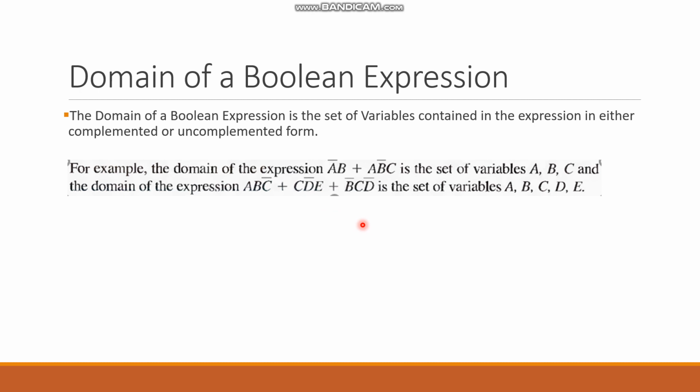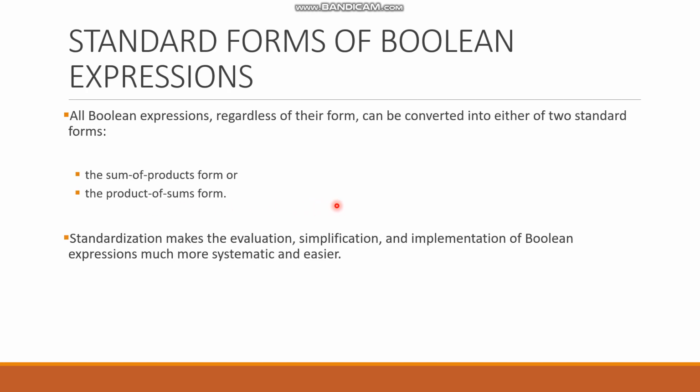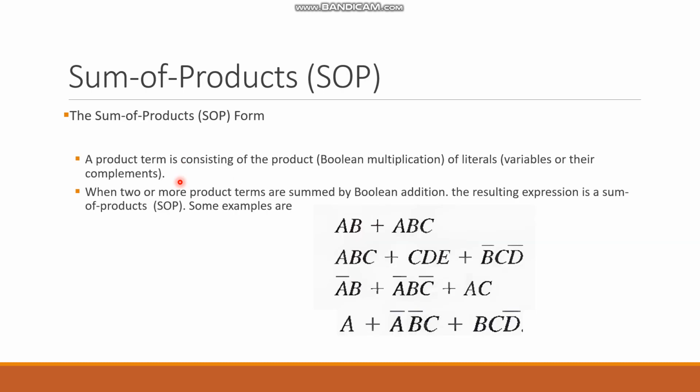So any variable that participates in the Boolean expression is going to be one of the domains of that Boolean expression. There are two standard forms of the Boolean expression, and they are sum of products and the product of sums. You can easily convert any Boolean expression to one of those forms. When we say sum, we refer to the OR, and when we say products, we refer to the AND gates. So it's going to be much easier to implement the truth table or analyze the Boolean expressions if they are in the standard forms of sum of products and the product of sums.